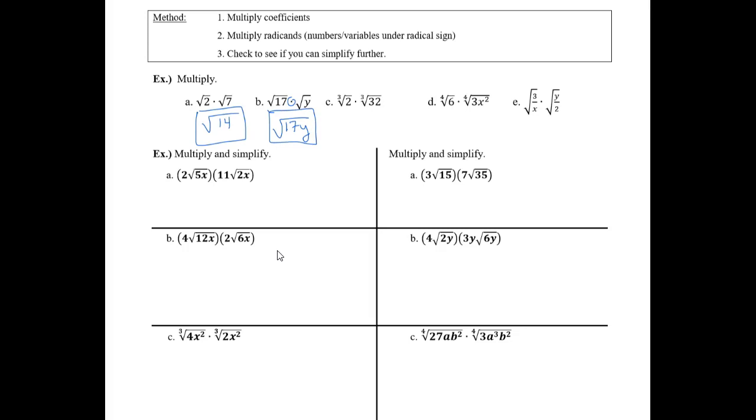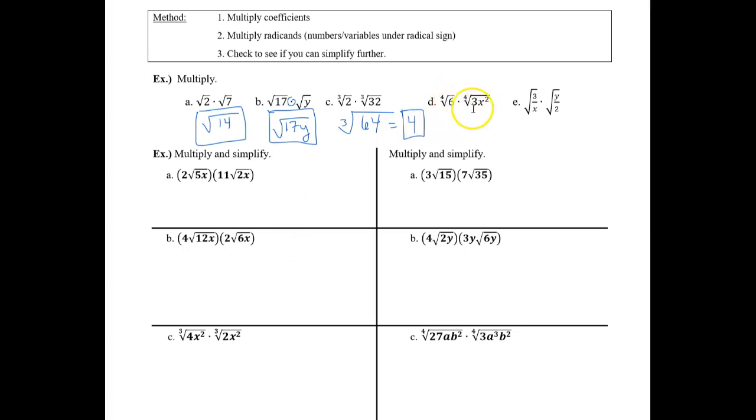The cube root of 2 times the cube root of 32. 2 times 32 is 64. And actually in previous videos we've talked about 64. 64 is also a perfect cube because 4 times 4 times 4 would give us 64. So we have to simplify. If we can simplify, we should simplify.